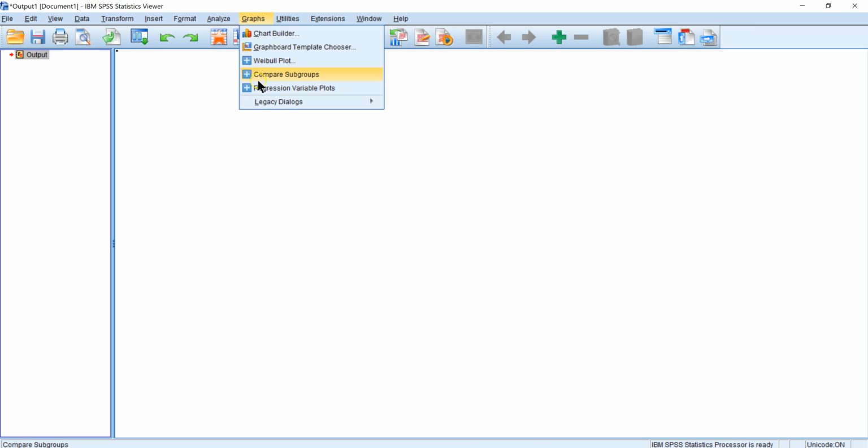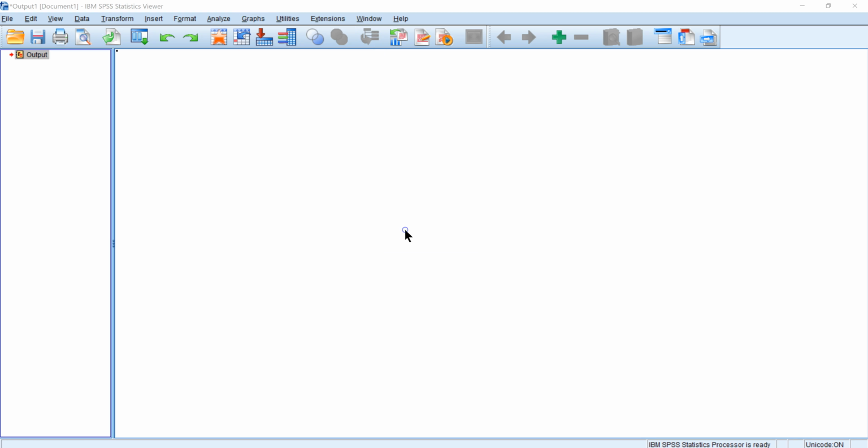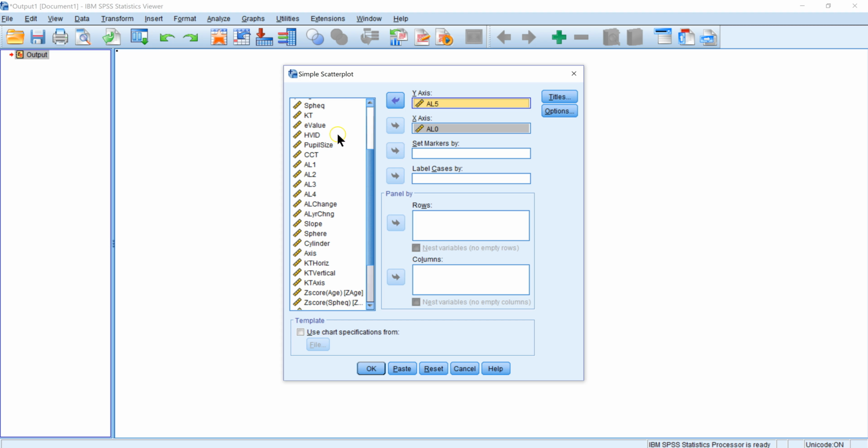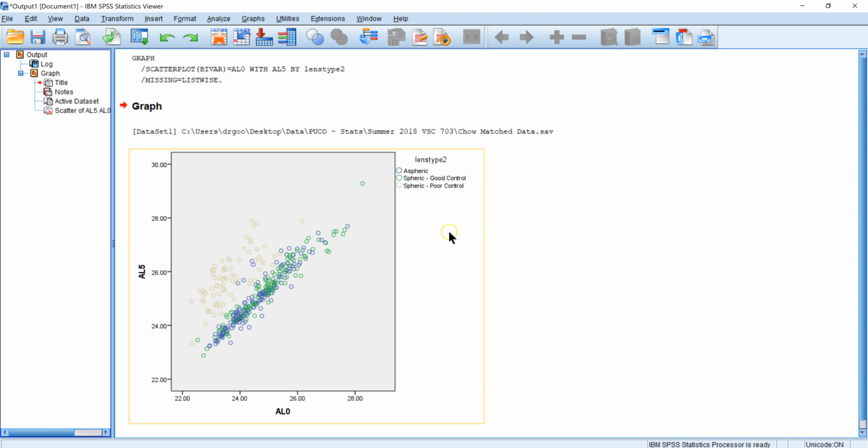We're going to use the chow data again, and first let's just remind ourselves of what that database actually looks like. The x-axis will be our baseline axial length, and axial length at 5 years. And then we're going to look at lens type 2, which has spherical lenses that fit well or that performed well, and aspheric lenses. So there's 3 groups. Let's look at what we get.